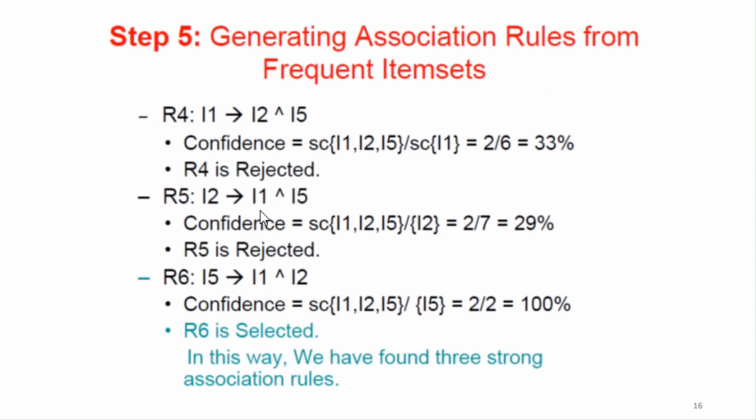Similarly, for I2 given that I1 and I5, the confidence is 29% and again it is rejected. And what is the percentage of buying I1 and I2 given that we have already bought I5? It has been calculated and come out to be 100%, and hence R6 is selected. So in this way, we have found 3 strong association rules. This is the working behind the Apriori algorithm and then applying association rules.